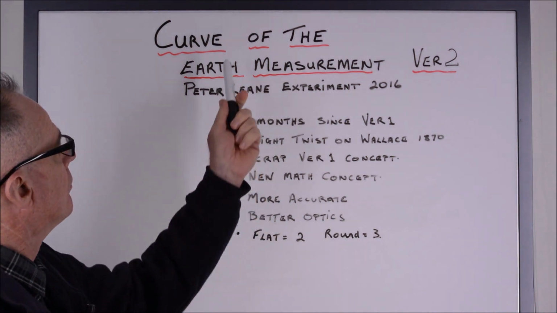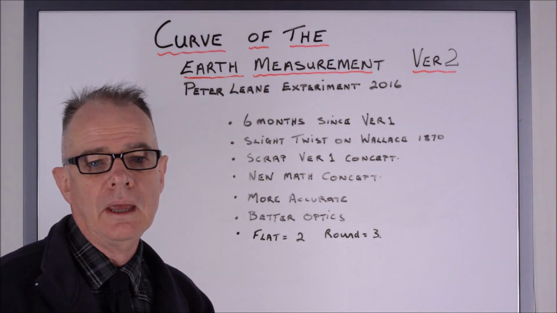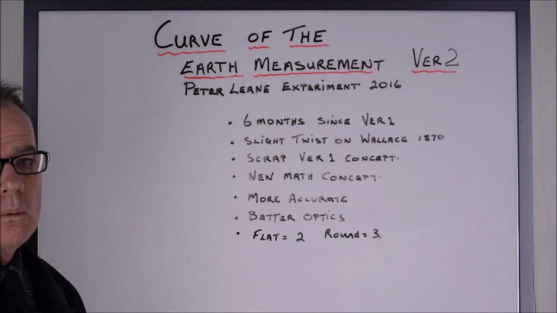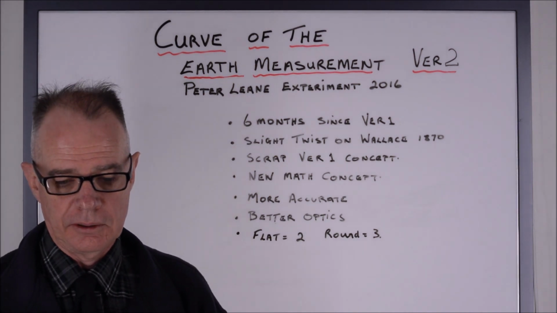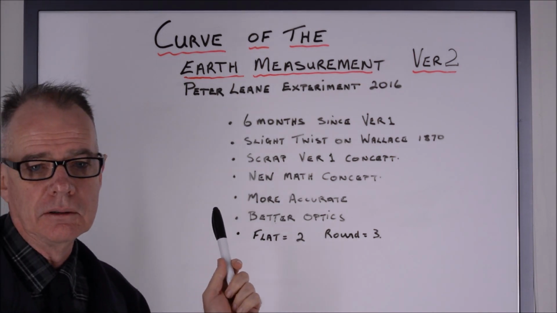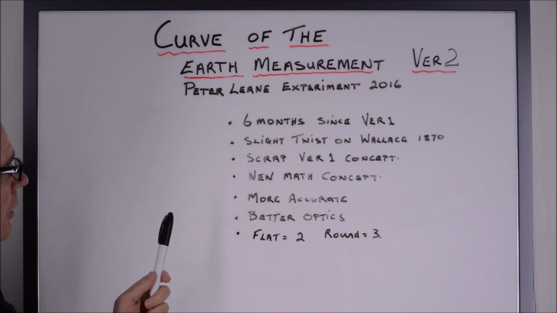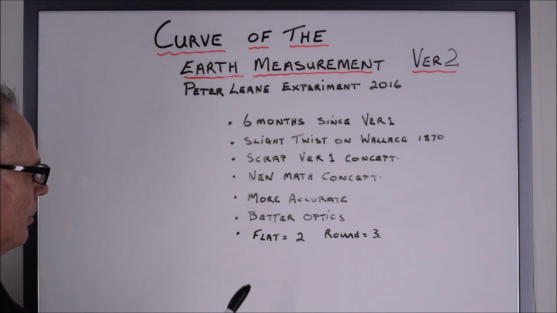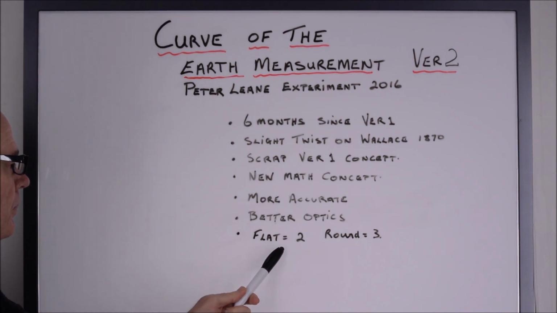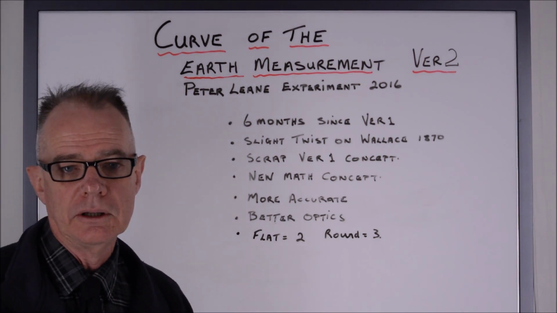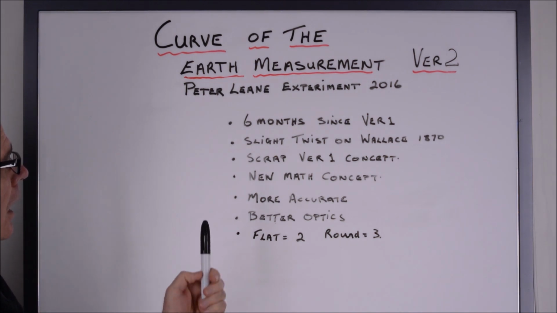Okay, welcome to Curve of the Earth measurement version 2. It's been 6 months since version 1 and we've come across a fair bit of data, so we've got a fair bit to get through, and it may take another video to get a result and come up with an absolute result. At the moment the data's coming in where roughly there's two points to flat and 3 points to round, so this experiment will show you where we've come to so far.